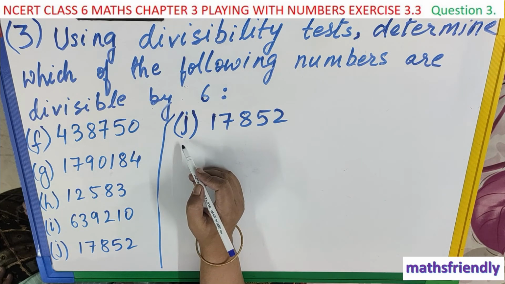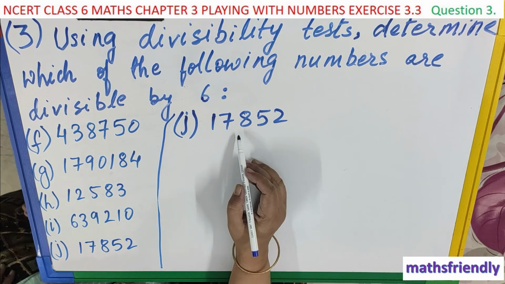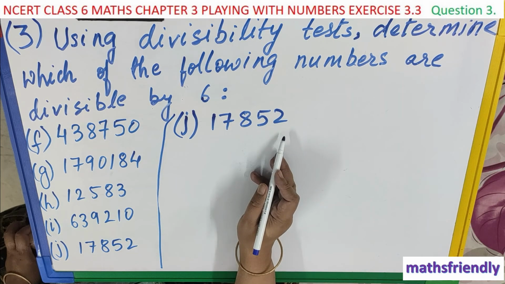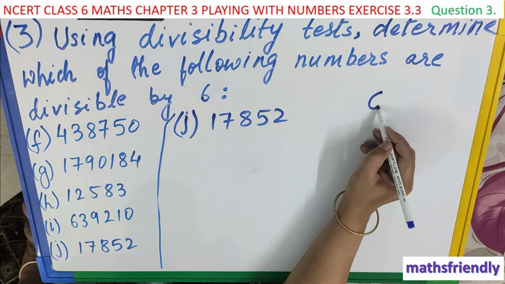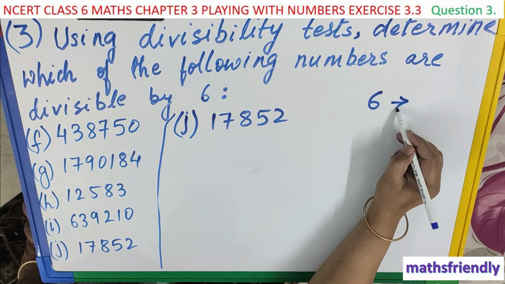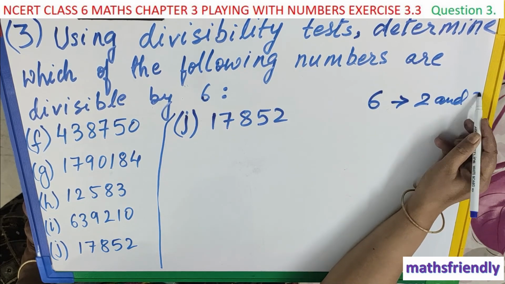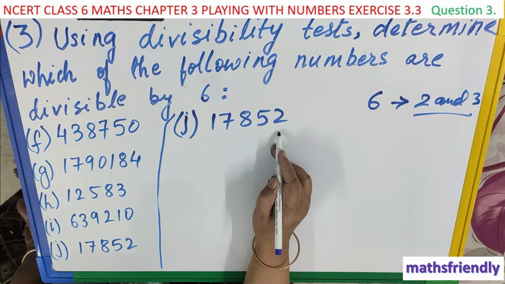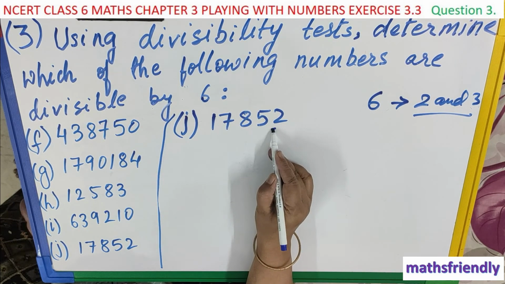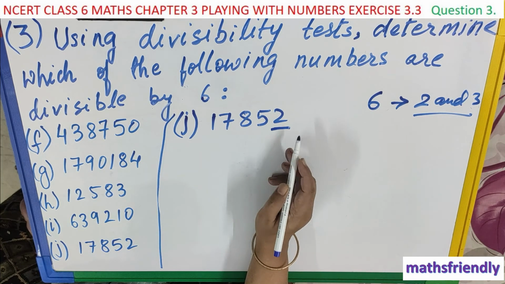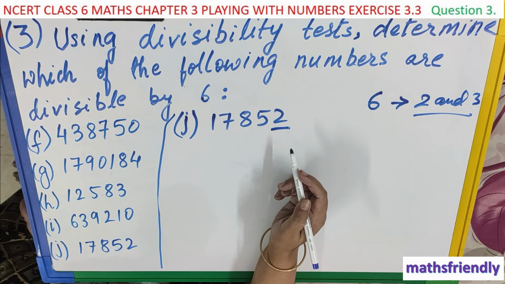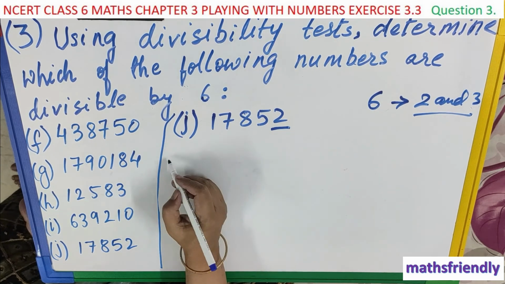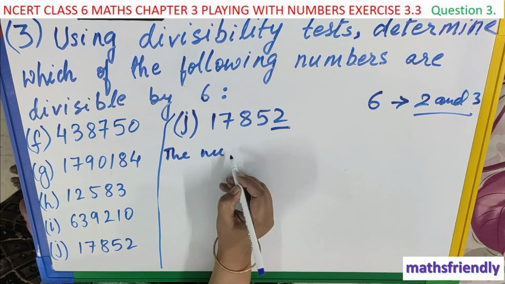This is the last question, question number J. What is in this question? It is 17,852. We have to check its divisibility by 6. For that it has to be divisible by both 2 and 3. Is this number divisible by 2? Yes, it is divisible by 2 because the digit at the ones place is 2. The digit should be either 0, 2, 4, 6 or 8, then only the number will be divisible by 2. So we write: the number is divisible by 2.